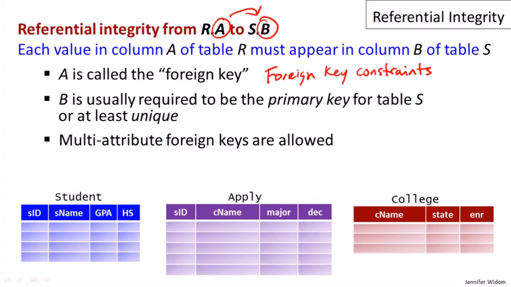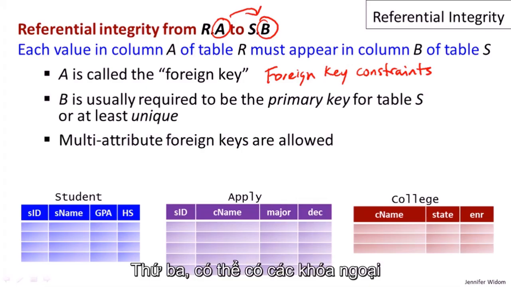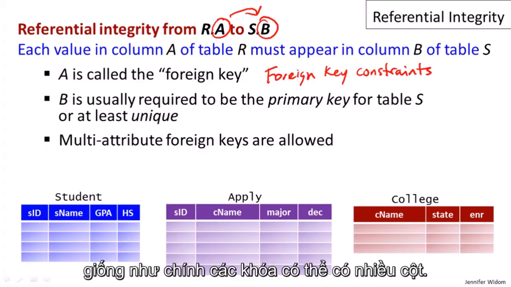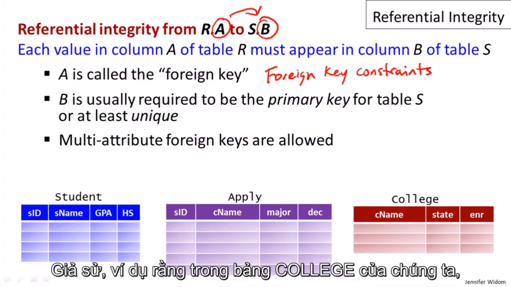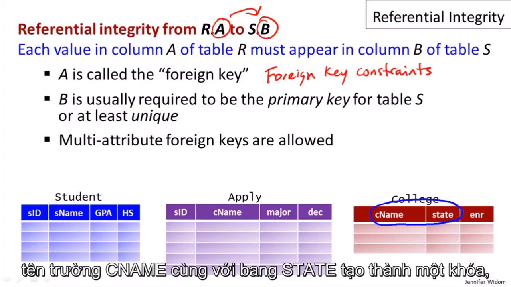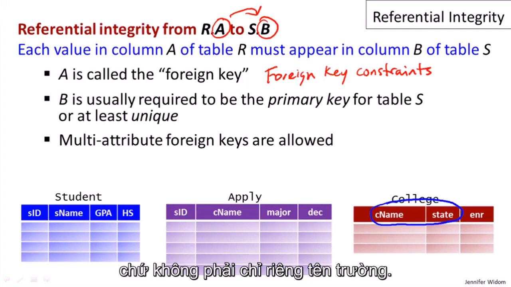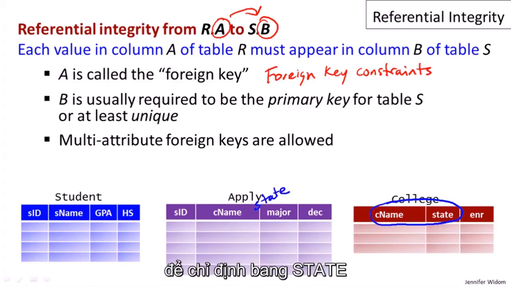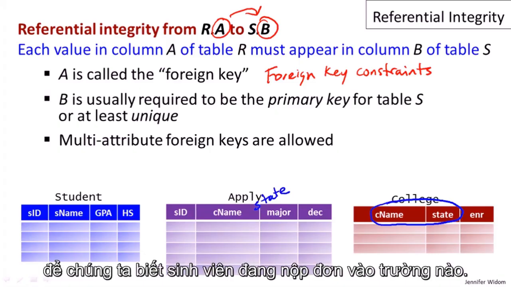Third, it is possible to have foreign keys that consist of multiple attributes, just like keys themselves can be multiple attributes. Let's say, for example, that in our college relation, the college name together with the state form a key, not the college name individually. If that were the case, then our apply table would presumably have one more column that specified the state, so we knew which college a student was applying to.